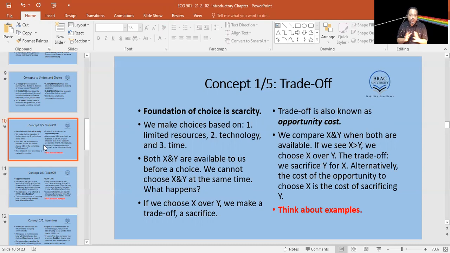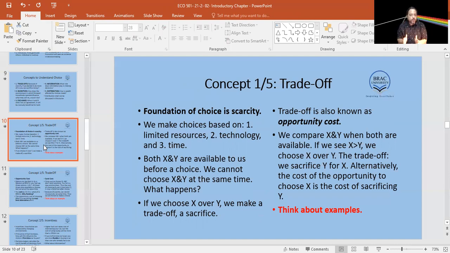So how do we make a choice? If we choose X over Y, Pepsi over Coca-Cola, we make a trade-off. A trade-off is just another technical term for sacrifice. We choose X, that means we sacrifice Y. We don't take Y because our budget won't allow it. This trade-off concept is also known as opportunity cost.